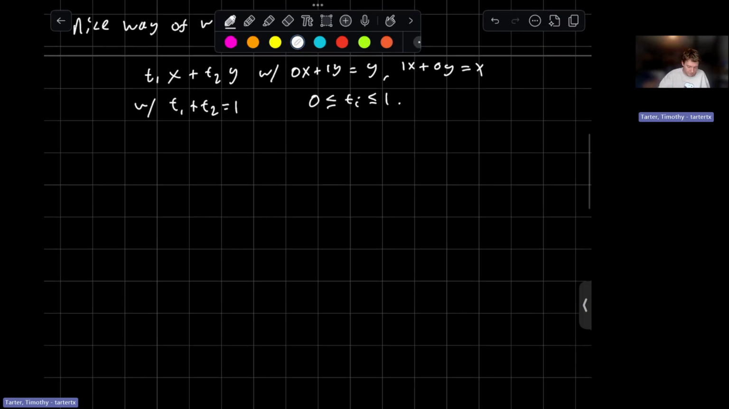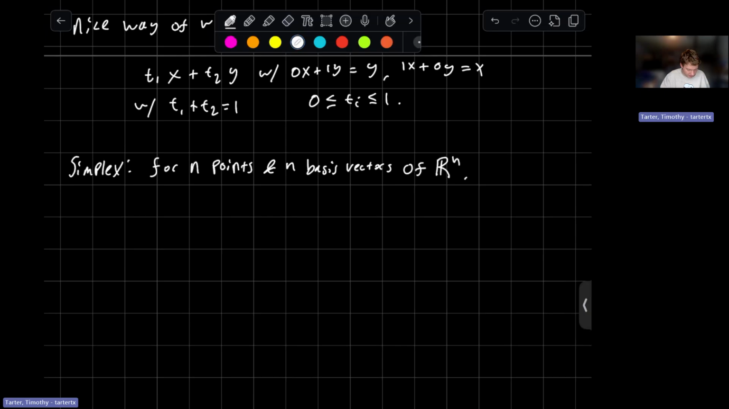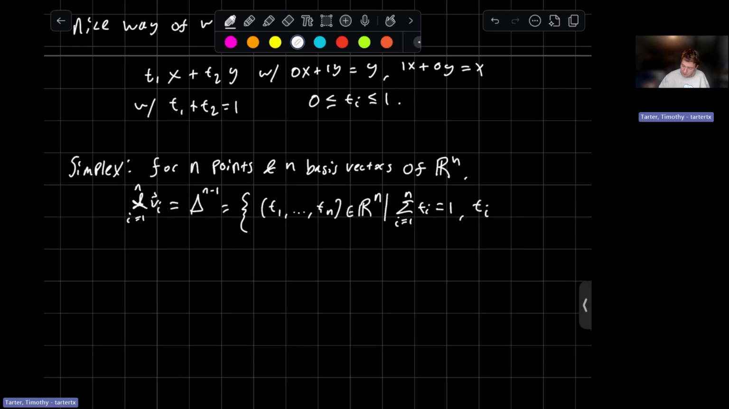Oh, no, it's just the unit simplex. Basically, for n points, n basis vectors, the join of each basis vector v_i, i equals 1 to n, is the set delta^(n-1), which is all of the points in R^n as a vector space such that the sum from i equals 1 to n of t_i is equal to 1 and t_i is greater than or equal to 0.